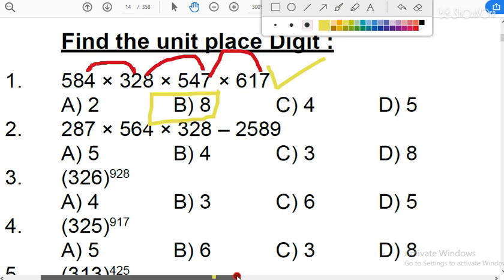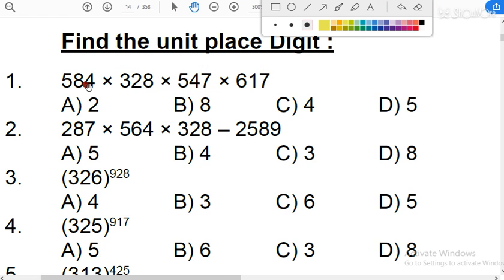So let's take this question inside the screen. I was talking about the first question. 5 into 4, 4 into 8. So 8 fours are 32. Unit place is 2. 2 sevens are 14. Unit place is 4. 4 sevens are 28. So the unit place for this question is 8. Now let's see another question.